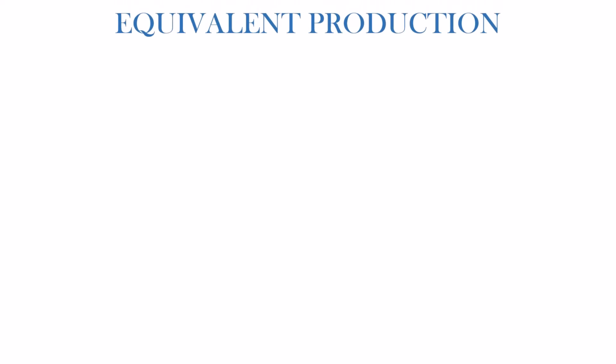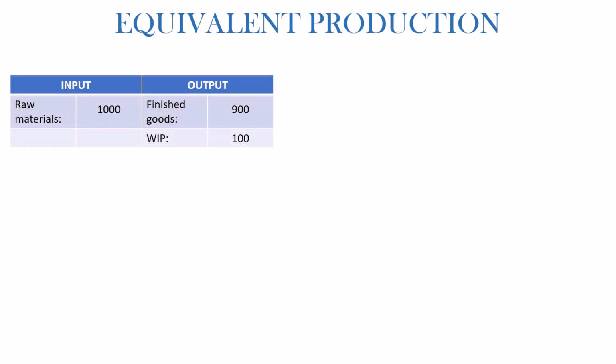Before we get started with the question, let's first understand what is equivalent production by taking an example. If you are already clear with the concept of equivalent production, then you can go on to the first question using the timestamps. Let's say we have raw materials of 1000 units.